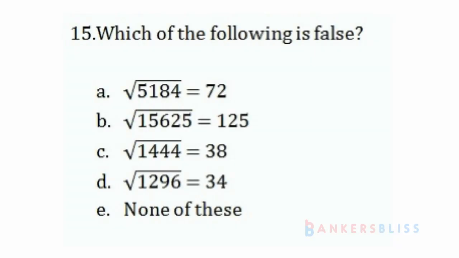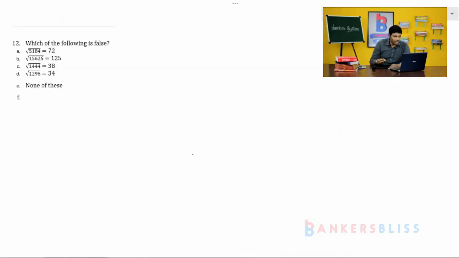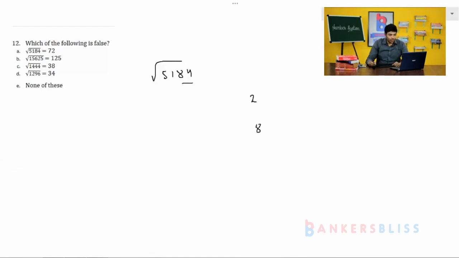Which of the following is false? So, we have to calculate the perfect square number. Okay, see here, 5184. So, 84. See, 1 square, 2 square, 3 square till 9 square, you have to remember the table. So, 4. Which number, if we do the square, we are going to get the unit digit as 4, that is 2 and 8. So, now 2, 8 we got the unit digit.